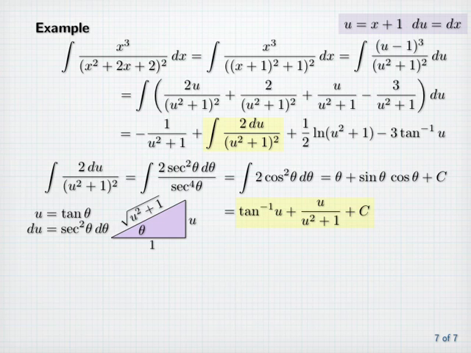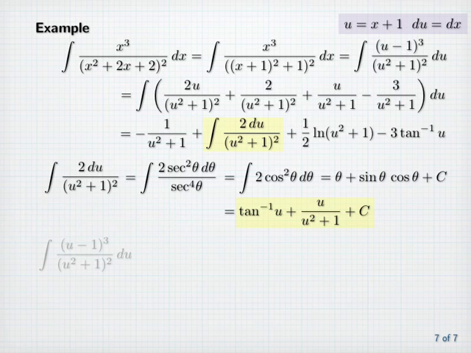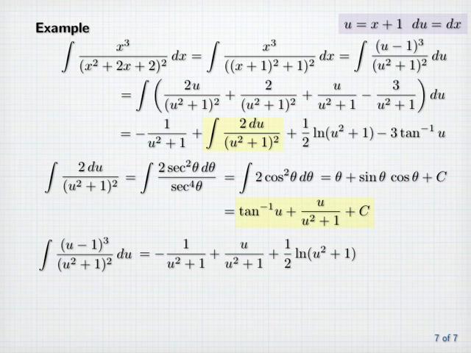So now let's go back to our original u integral, the integral of the cube of u minus 1 over the square of u squared plus 1. We have the first and third terms there, minus 1 over u squared plus 1 plus 1/2 of the natural log of u squared plus 1. The second term contributes a u over u squared plus 1, as well as the inverse tangent of u. We'll combine that inverse tangent of u with minus 3 times inverse tangent of u to write minus 2 times inverse tangent of u, and we add our plus c.